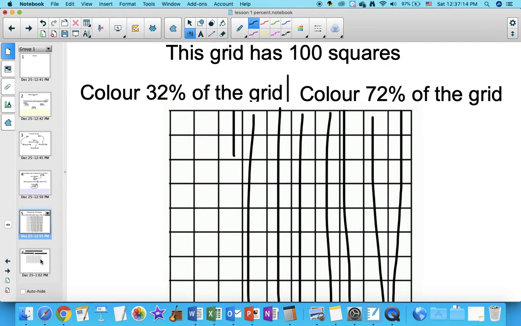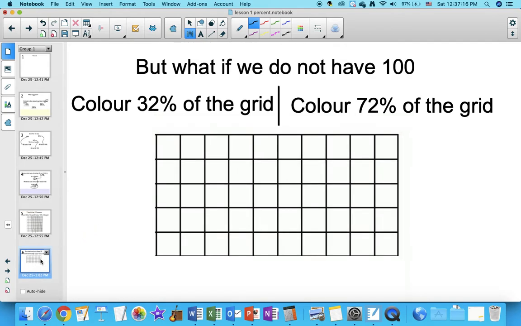So then that leads us to the next section. What if we didn't have 100? What if the total we had was not 100? In this case, we have 1, 2, 3, 4, 5, 6, 7, 8, 9, 10 across. 1, 2, 3, 4, 5. So we have 5 down, 10 across. We multiply that. That gives us a total of 50 squares.